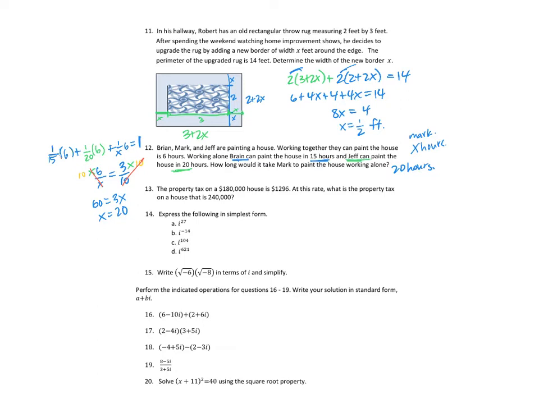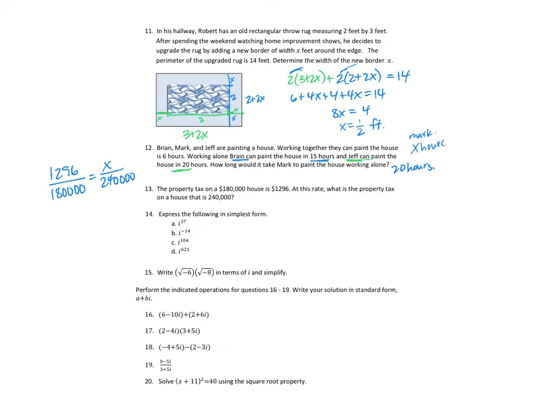That's the answer. Number 13 says the property tax on a $180,000 house is $1,296. So we can compute the rate of property tax by dividing. Then it says at this rate, what is the property tax on a house that is $240,000? So I can set up a proportion, 1,296 divided by 180,000 is equal to x divided by 240,000. Okay, and then I can solve that for x.